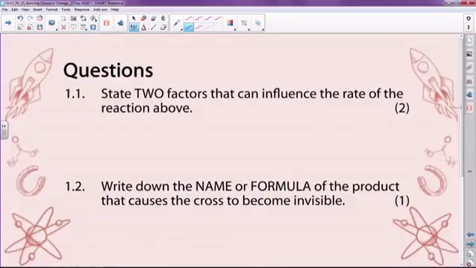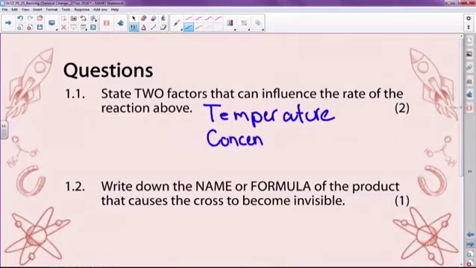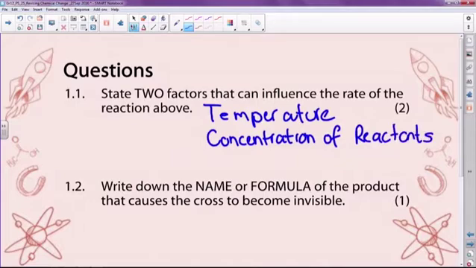So here, two factors that influence the rate of reaction for the rates of the reaction above. Now, the two easiest ones to do are, first of all, temperature. Now, they didn't change temperature on this one, but temperature absolutely plays a role. The next one is the concentration of the reactants. Please be specific here. Don't just write concentration, okay? Make sure that your examiner knows you mean the reactants.